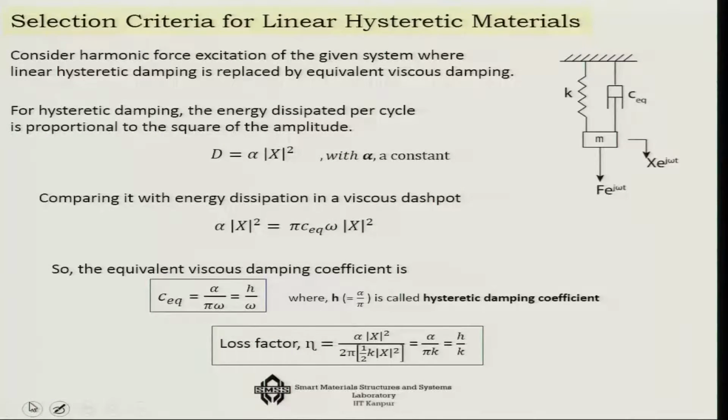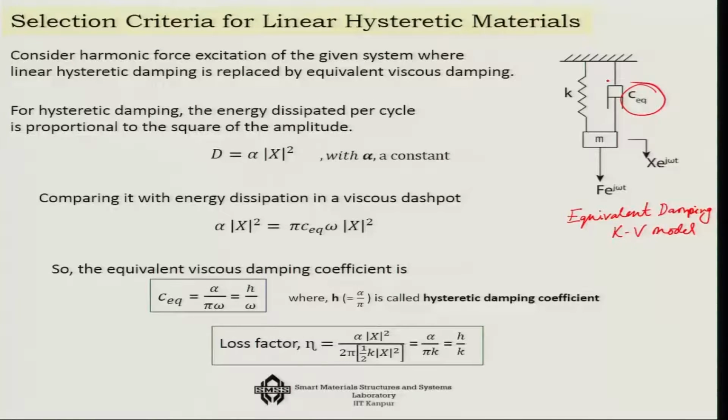Now, let us come to a situation where we would like to find out, for a linear hysteretic material, what the selection criteria for the system are. In order to do that, this is an equivalent Kelvin Voigt representation. Why equivalent? Simply because the damping part of the KV model we have replaced by a C equivalent here. Now, how do I know this C equivalent?